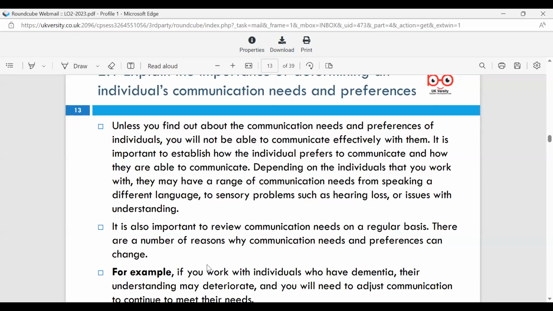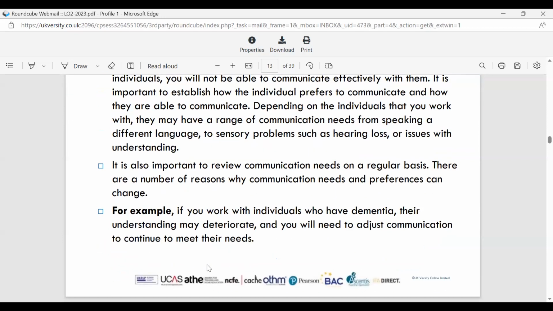Depending on the individuals that you work with, they may have a range of communication needs, from speaking a different language to sensory problems such as hearing loss or issues with understanding. It is important to review communication needs on a regular basis. There are a number of reasons why communication needs and preferences can change. For example, if you work with individuals who have dementia, their understanding may deteriorate and you will have to adjust communication to continue to meet their needs. So you have to change. You know, if someone has dementia, they're forgetting things and you have to change to their needs.